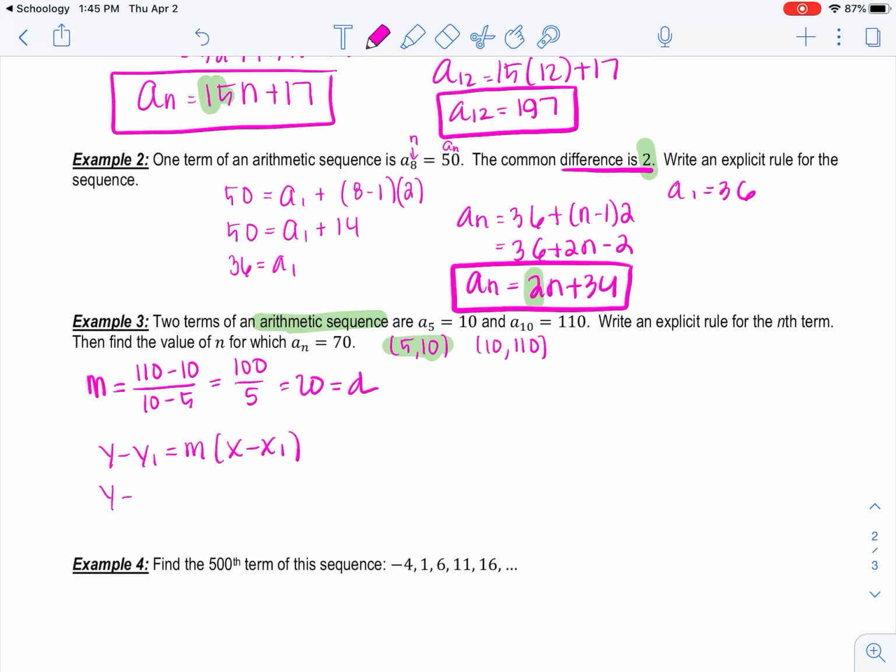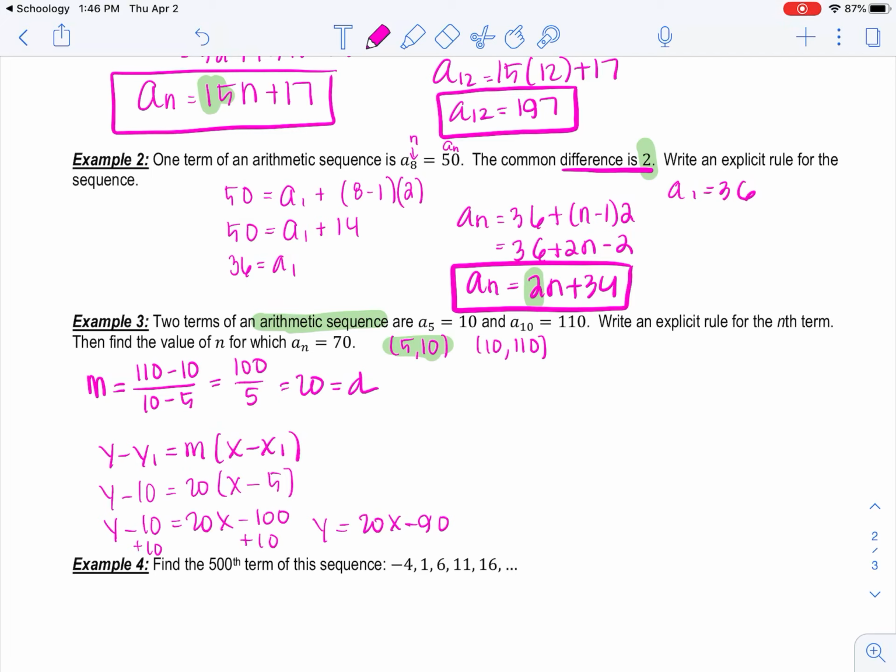So I'm going to do y minus y1, which is 10, equals m, which is 20, times x minus x1, which is 5. If I use 10 and 110 instead, once I distribute and combine like terms and get it equal to y, then I will have the same answer. y minus 10 equals 20x minus 100, and then add 10 to both sides. So I get y equals 20x minus 90.